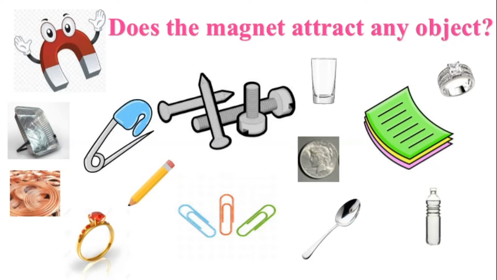No. Okay, what about the papers? Papers also cannot be attracted to the magnet. What about this plastic bottle? Any plastic objects also cannot be attracted to the magnet. From here, we can tell that we have two types of materials. The first type can be attracted to the magnet and is called magnetic materials. And the second type is known as non-magnetic materials.